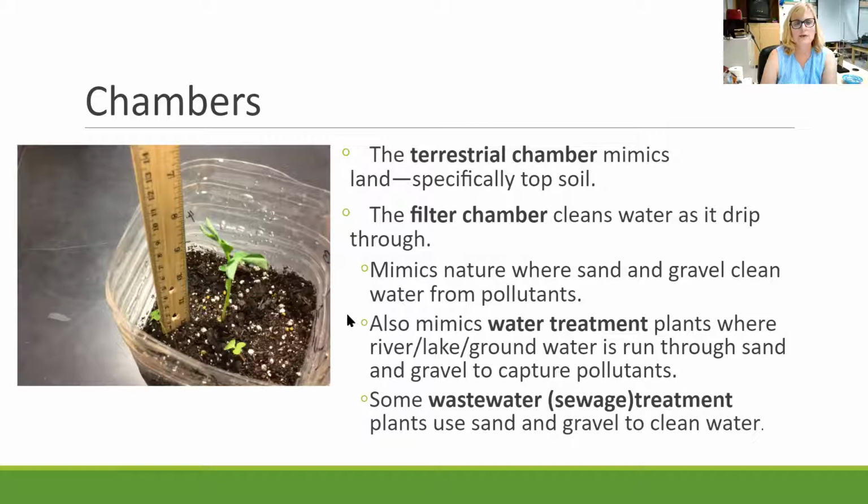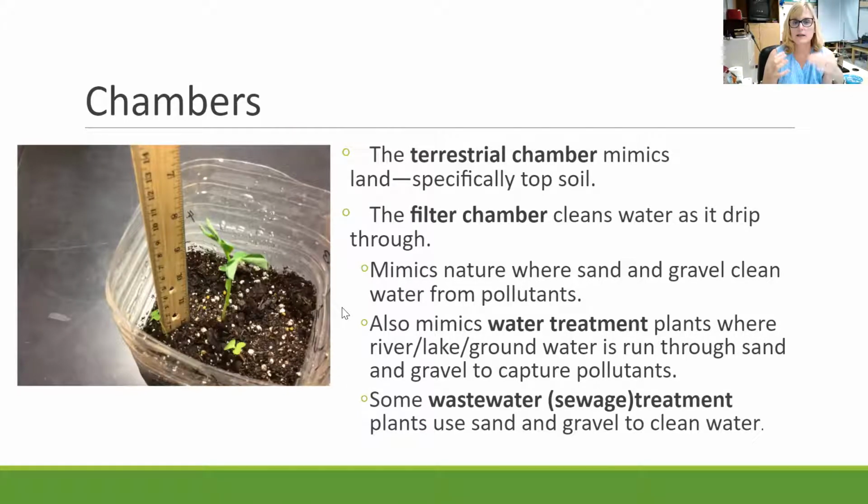And so the filter chamber does a few different functions. In nature, when rain comes and it percolates down and soaks into the ground, it gets cleaned by sand and gravel, and then it gets stored in our aquifers or other groundwater. It also, in water treatment plants, they use sand and gravel to clean the water that comes from wherever a water source comes from, a river, a lake, an aqueduct, or the groundwater that's pumped is cleaned, and part of the cleaning process is through sand and gravel.